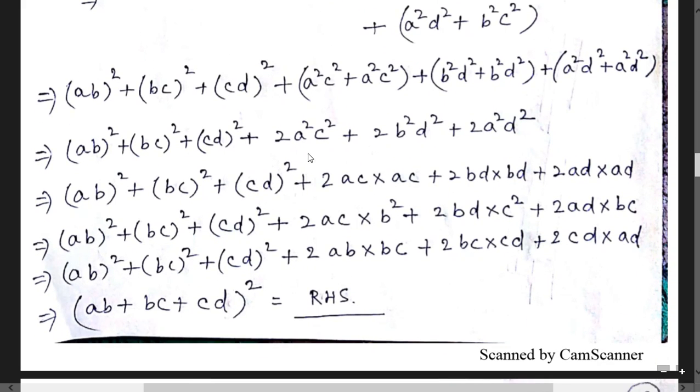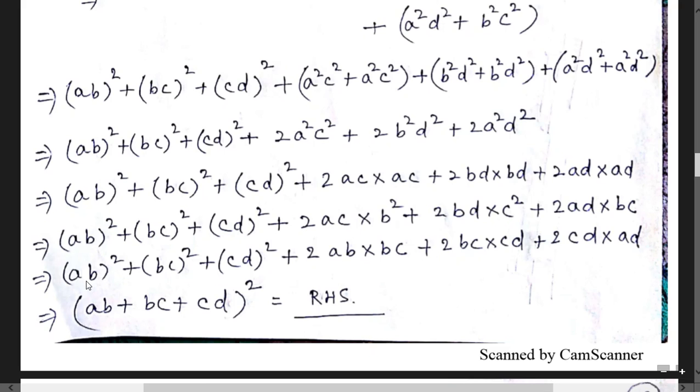Now it can be written as 2AC into AC, 2BD into BD, 2AD into AD. And 2AC into B square, 2BD into C square, 2AD into BC. What about this? AB into BC. We can write this BC into CD and CD into AB.